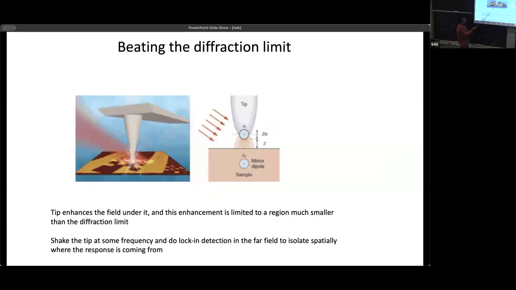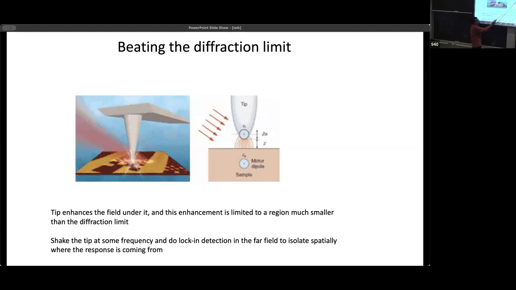In this implementation, what you do is you shine light from far away. So the light is illuminating some large area of your sample, diffraction limit or bigger. And you bring some sharp metallic tip close to your sample. When you bring the tip close to the sample, you can think about the tip as a little sphere of metal. This sphere is going to have an image charge if your sample is a metal. And so the electric field under your tip is going to be highly enhanced.